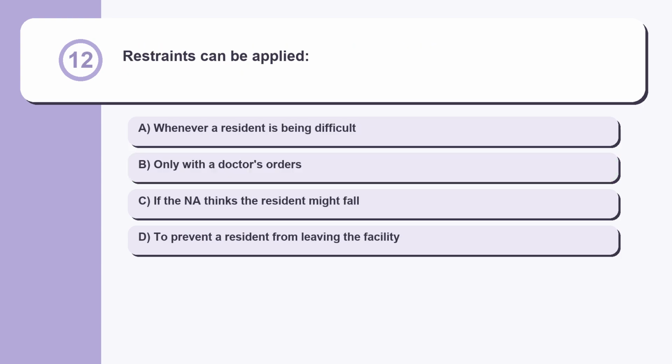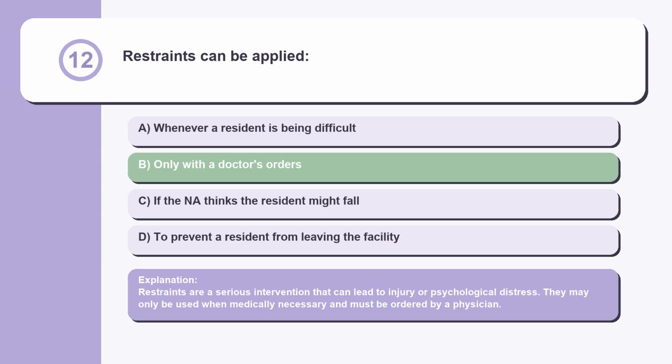Question 12. Restraints can be applied whenever a resident is being difficult, only with a doctor's orders, if the NA thinks the resident might fall, to prevent a resident from leaving the facility. Restraints are a serious intervention that can lead to injury or psychological distress. They may only be used when medically necessary and must be ordered by a physician.